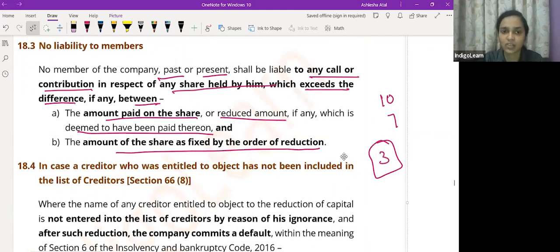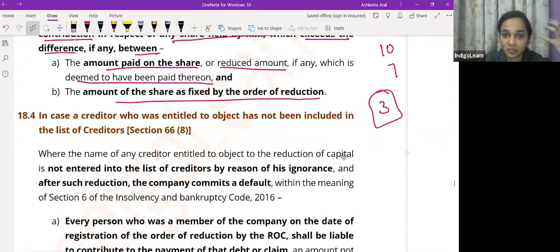and that is what happens generally. But अगर कंपनी को कोई इंटेंशन है कि फ्यूचर में they will call up this amount later on, so the company will have to clearly specify this in the notice of reduction in the share capital. But if they are not specifying it, so the company cannot call any amount from its member which is in excess of the reduced amount.